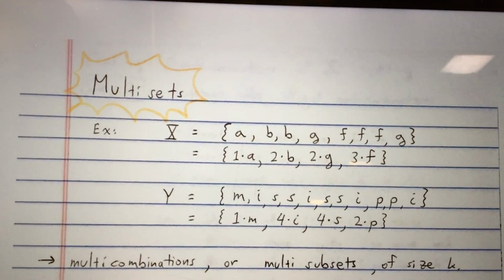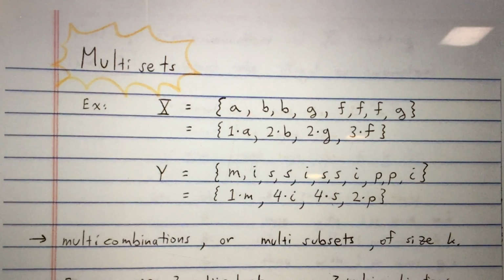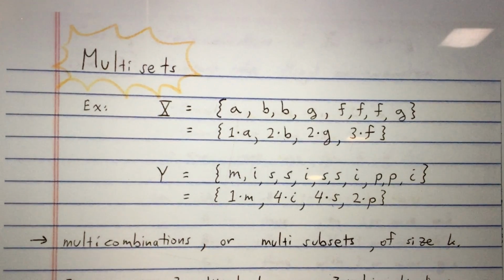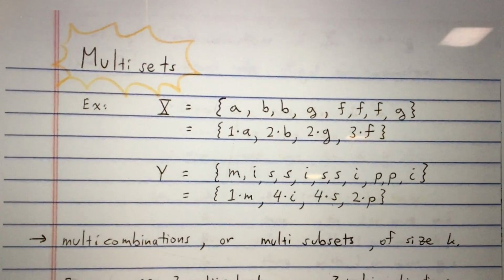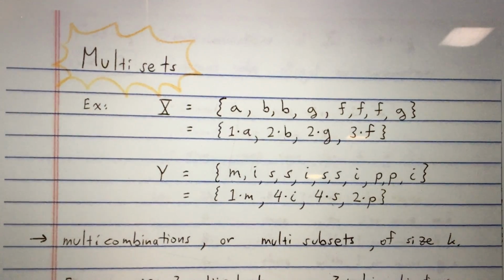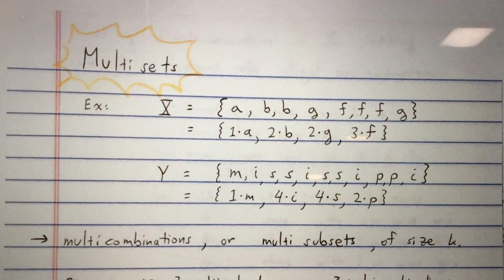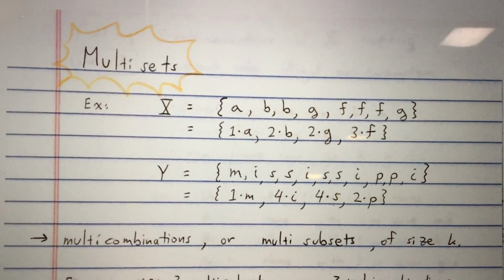So let me show you what a multiset looks like. X is a multiset here, and it has A, B, B, G, F, F, F, and G. So it has multiple copies, hence the name. Those are identical B's and identical F's and identical G's. The second line shows another way of writing the same multiset. You can list the distinct types of element, but instead of writing them multiple times, you can put out front how many there are. So 1 A, 2 B's, 2 G's, 3 F's.